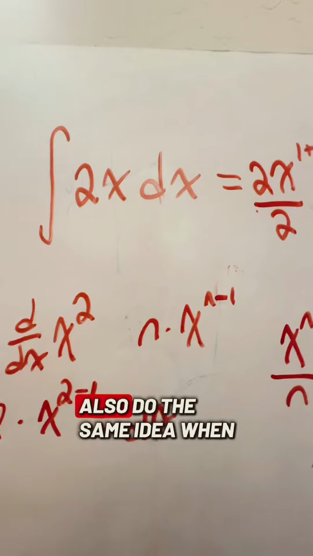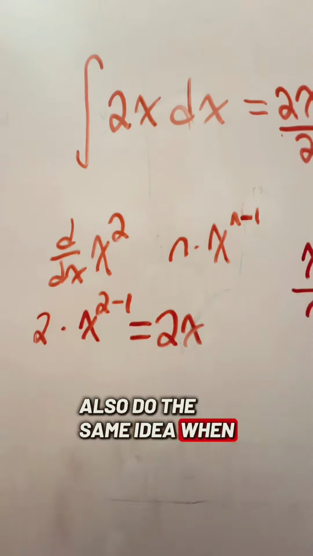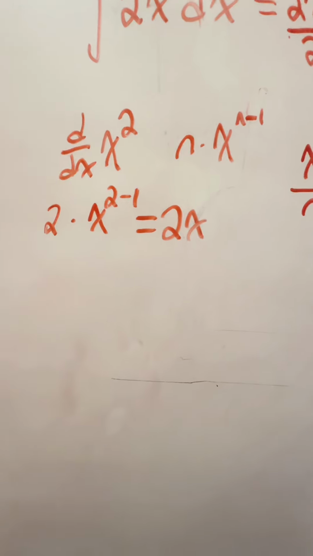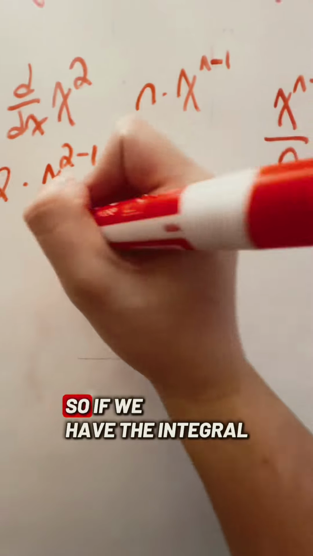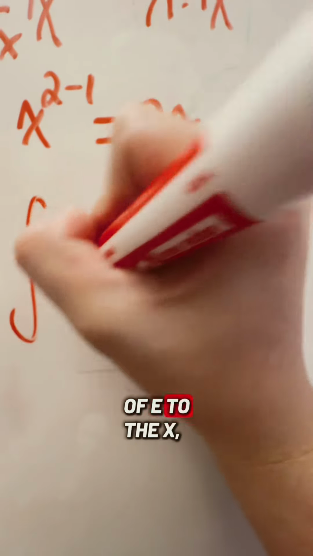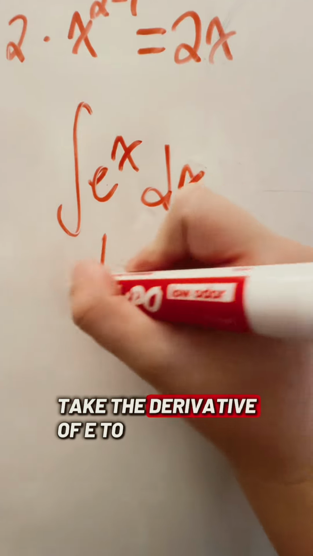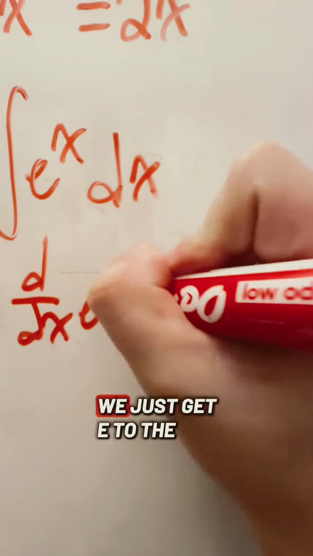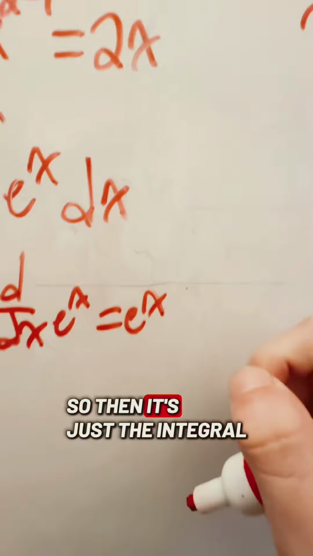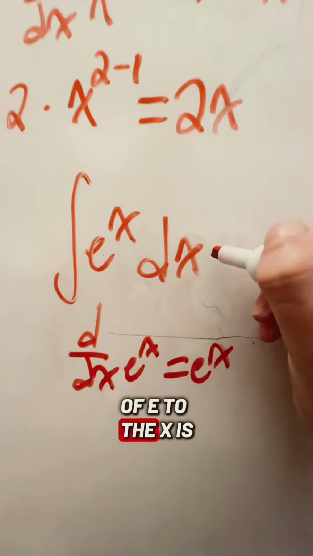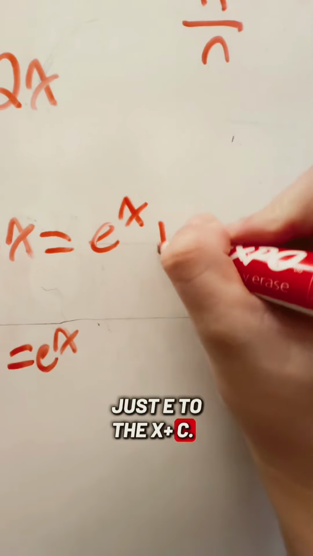And then we can also do the same idea when we have other integrals that aren't just polynomials. So if we have the integral of e to the x, we can recall that when we take the derivative of e to the x, we just get e to the x. So then the integral of e to the x is just e to the x plus c.